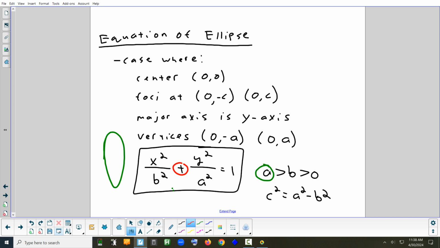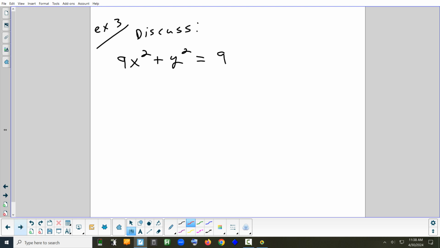All right, so let's try it. So this one says discuss. Well, is it set up in the right format to be able to discuss it? No. What's wrong with it? It's not equal to 1. It's supposed to be equal to 1. So what we have to do is make it equal to 1. How would you do that? Divide everything by 9.